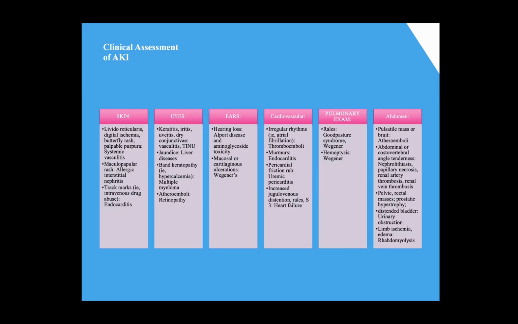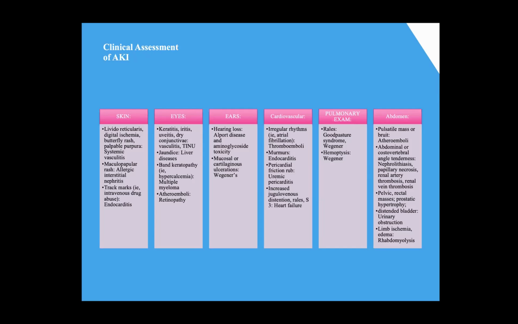Cardiac exam, you want to look at any rubs, irregular rhythms to see if there is AFib that can cause thromboembolic disease, again, endocarditis, and your S3 and increased JVD in patients with heart failure and cardiorenal syndrome. Pulmonary renal syndromes, you have your Goodpasture, other types of vasculitis, and now we're seeing more with COVID, ARDS.